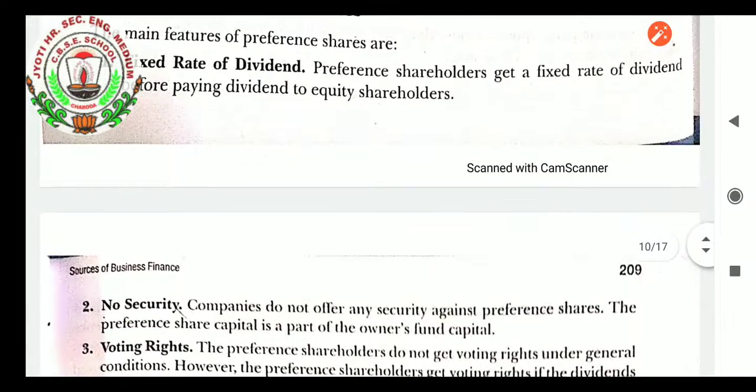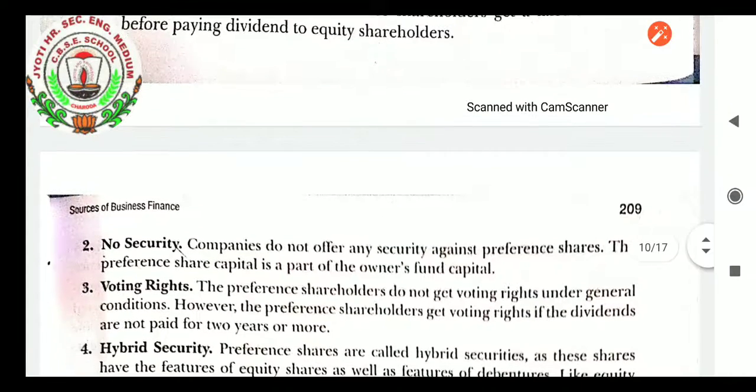Second feature of preference shares is no security. The company does not offer any security against preference shares. The preference share capital is a part of the owner's fund capital. Voting rights: the preference shareholder does not get any voting rights under general conditions. However, the preference shareholder gets voting rights if the dividends are not paid for 2 years or more.